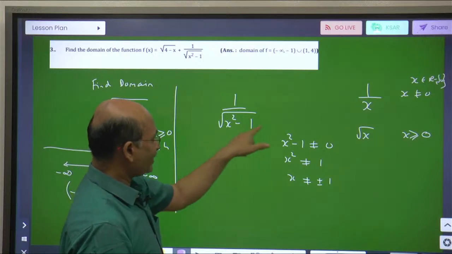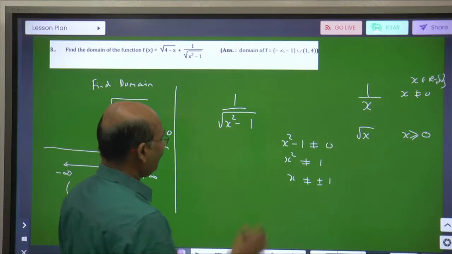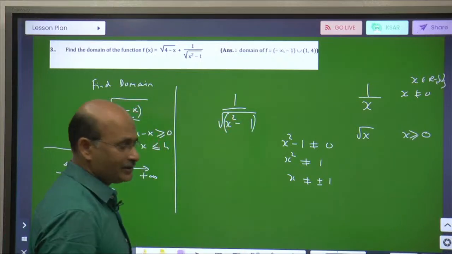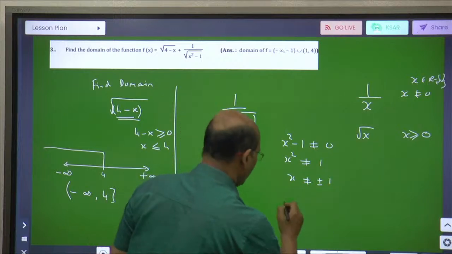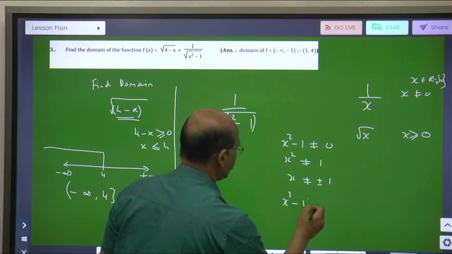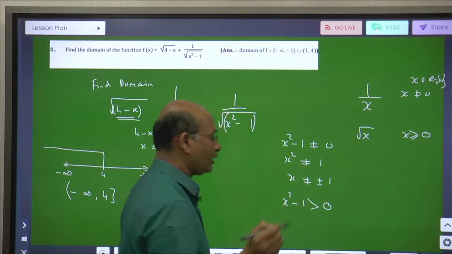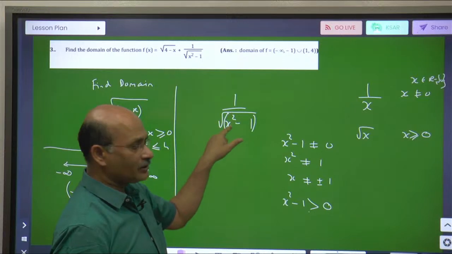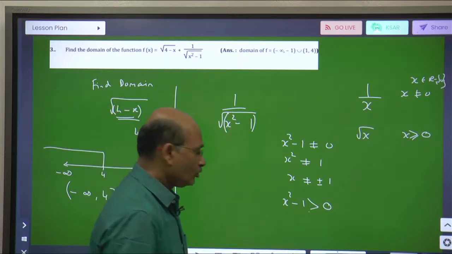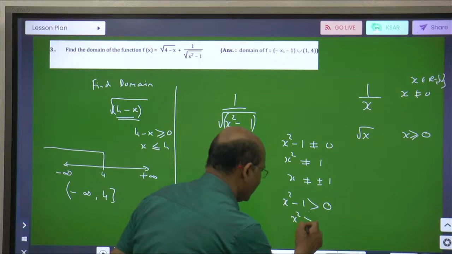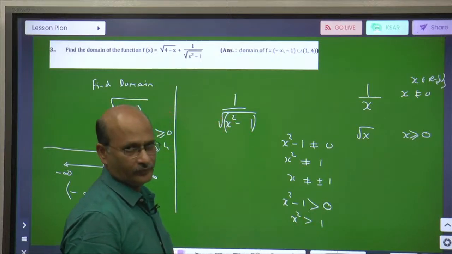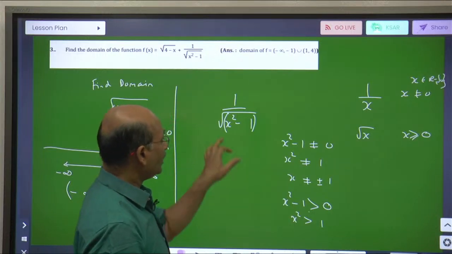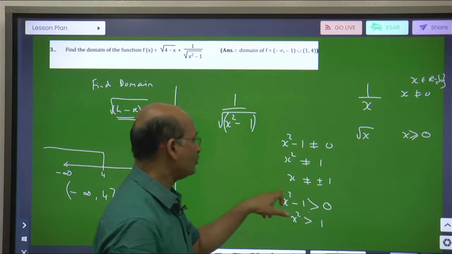Now this was x square minus 1, and at the same time one more condition is there in this, because it is inside root sign. That means also x square minus 1 should be greater than 0, not equal to. Why? Because you cannot have x square minus 1 as 0, so it should be greater than 0. So that means x square is greater than 1. x square is greater than 1 means what? x square minus 1, or you can directly say is not equal to 0.